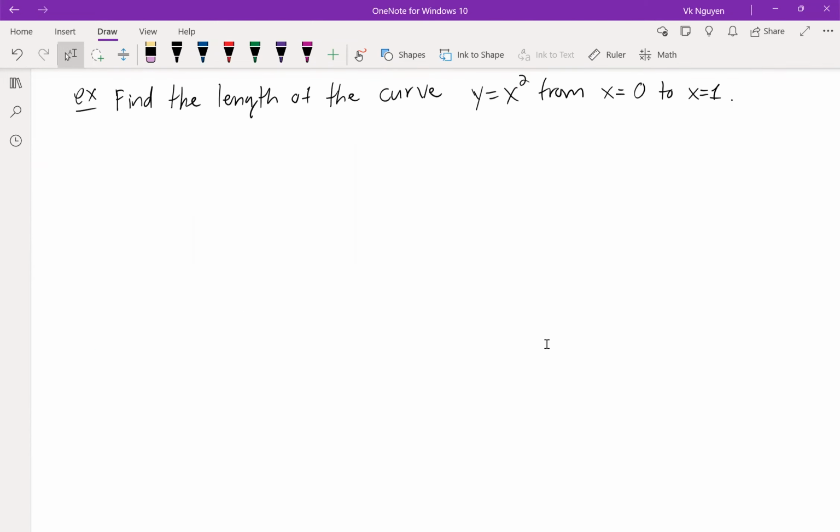Example: find the length of the curve y equals x squared from x equals 0 to x equals 1. It's the length of the parabola, x, y, right? So it's going to be from here to here.